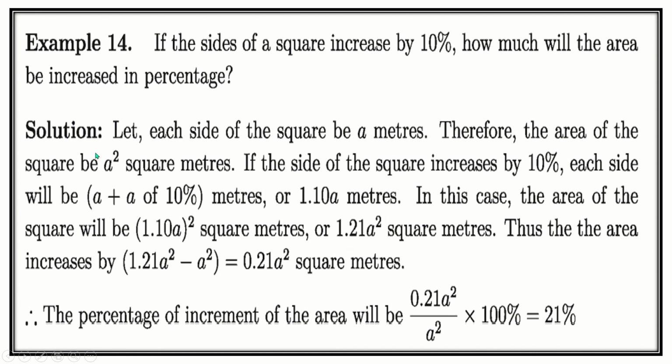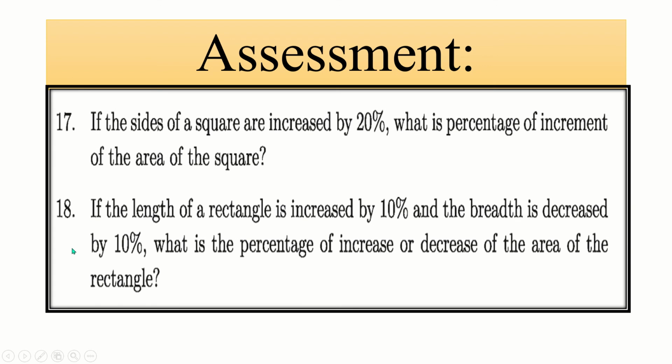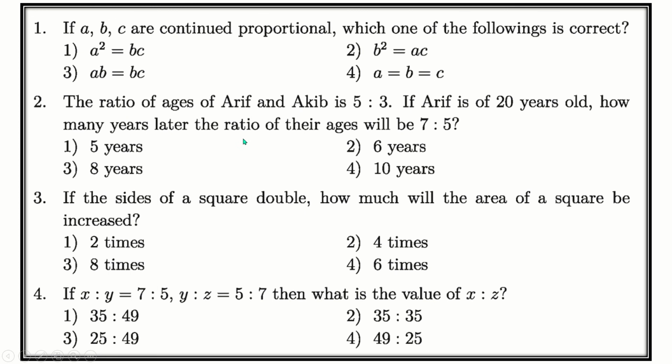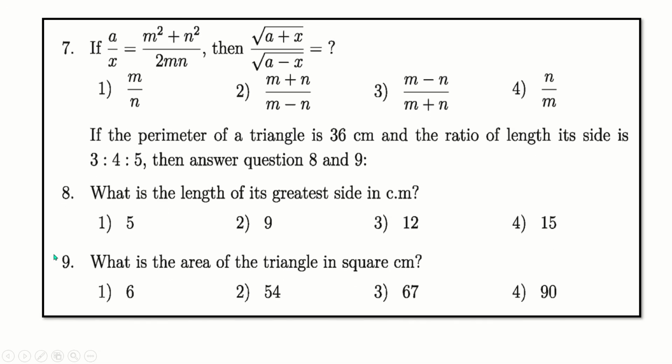By squaring this, we get this. But before, the area was a square. That means the area increases by 0.21a square meters, and the percentage will be 21%. This is the required result. Following this, we can easily solve numbers 17 and 18 that are given in your book, exercise 11.2, and 1 2 3 4 5 6 7 8 9 are homework, which are MCQ.